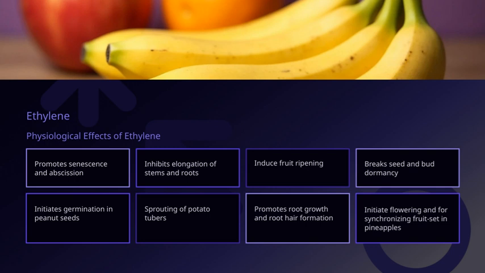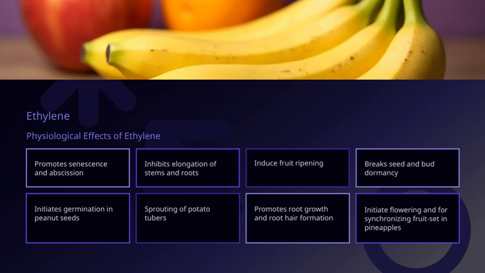Additionally, it induces fruit ripening, a process that is carefully coordinated to improve fruit quality and harvest timing. Interestingly, ethylene is involved in sprouting of potato tubers, enabling them to grow and develop into new plants. However, ethylene also has inhibitory effects, such as inhibiting the elongation of stems and roots, which can help plants allocate resources more effectively during certain stages. It also initiates germination in peanut seeds, kickstarting the growth process. Lastly, ethylene promotes senescence and abscission, which means it helps in the aging process of leaves and the shedding of old or damaged plant parts.